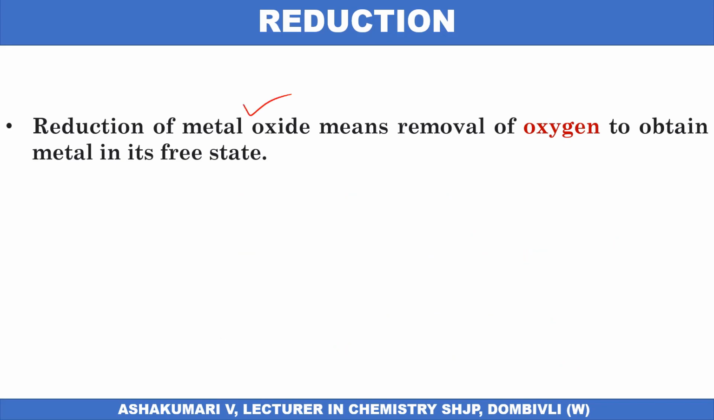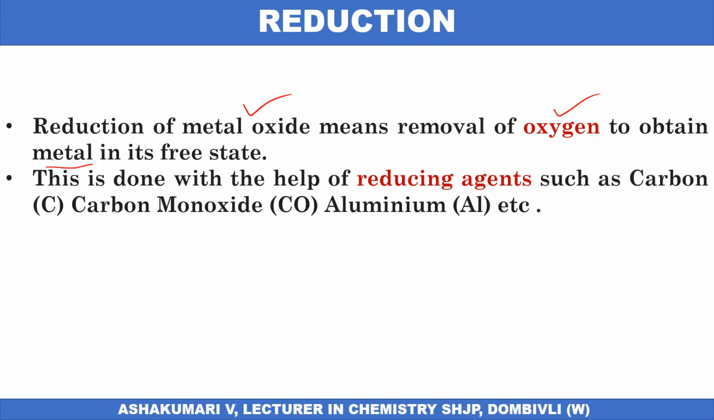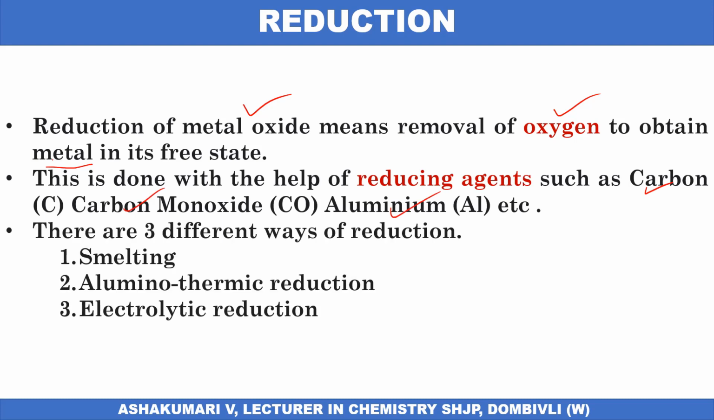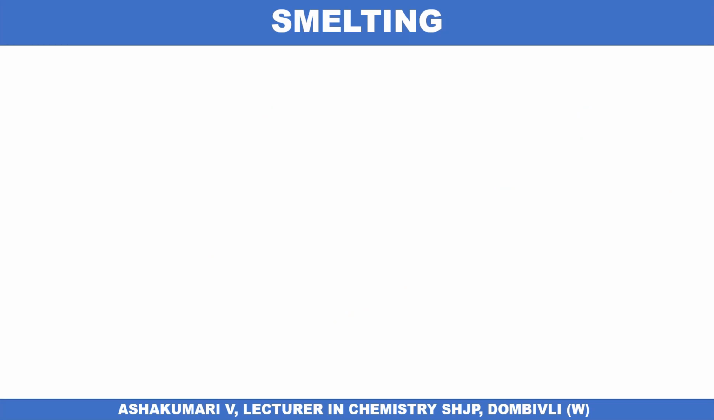Reduction of metal oxide means removal of oxygen to obtain metal in its free state. This is done with the help of reducing agents such as carbon, carbon monoxide, aluminium, etc. There are three different ways of reduction: smelting, alumino-thermic reduction and electrolytic reduction. Let us study one by one all of them. First, let us study about smelting.